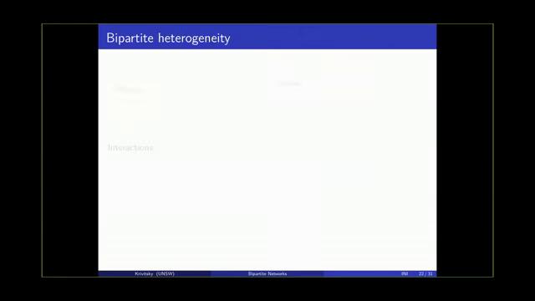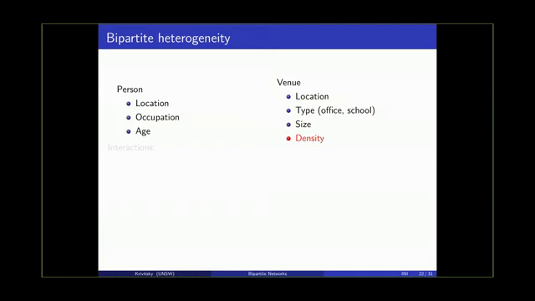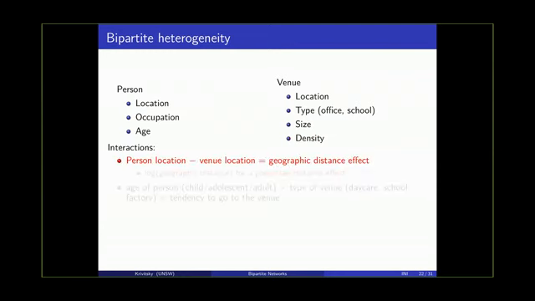So just to think about something you might want to put into this model, and again, this is very preliminary work. For a person, you might have their location, occupation, age. For a venue, you might have location, type of venue, size of the venue in physical area, and density of the venue in terms of how many people we'd expect in that venue for its size. And then given that, we can look at interactions and covariates, such as a person's residence location and the venue's location to get the geographic distance effect.